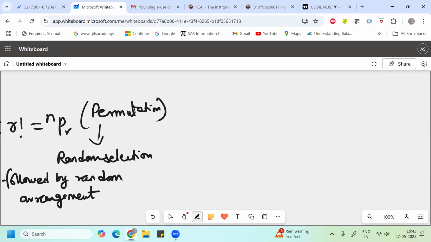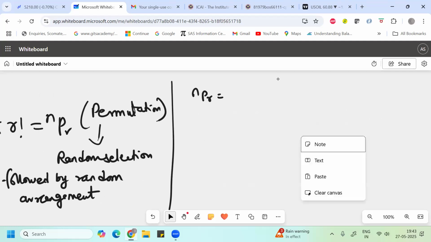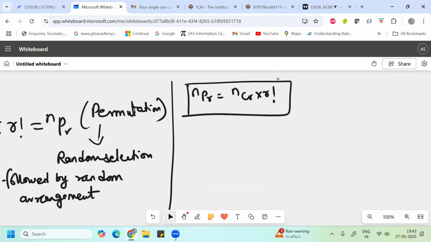So basically you have to remember the relation of permutation and combination, where nPr is equal to nCr into r factorial. This is the important thing you have to understand. Whenever we talk about combination, we do not talk about arrangement, and when we talk about permutation, there we talk about arrangement.